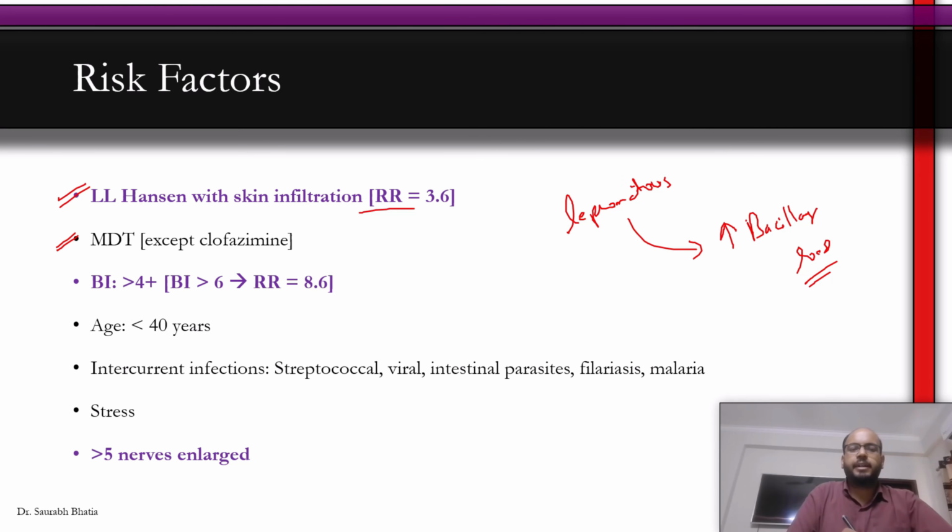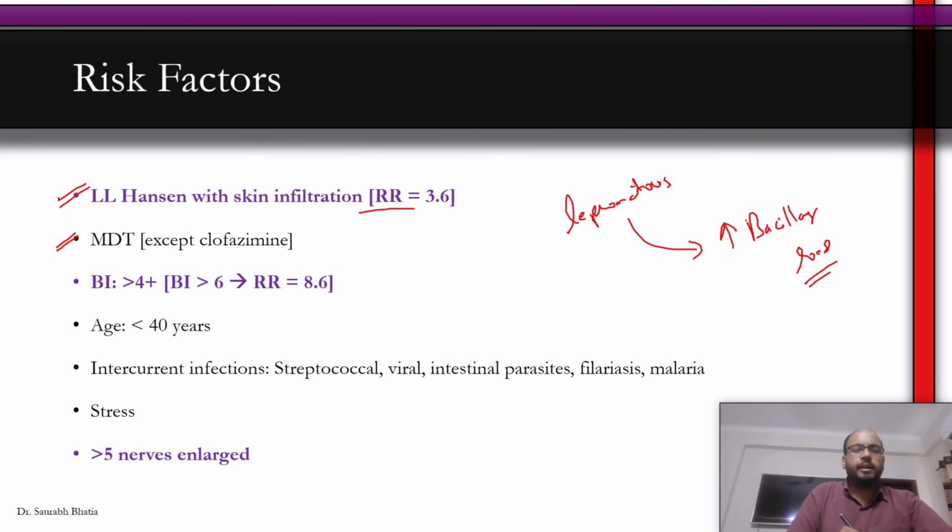The second risk factor is MDT. We know that most of the reactions, type 1 or type 2, occur when the treatment is started. In type 1, it happens because of destruction of bacilli. In type 2, it happens because of immune recognition and different cytokine release. We'll discuss in detail in a few slides afterwards. The sheer act of initiating MDT can precipitate ENL. All the drugs, dapsone, rifampicin, have been implicated except clofazimine. Clofazimine has been found to stabilize and decrease ENL, and that is why in type 2 lepra reaction, clofazimine is one of those drugs that can be used to control it.